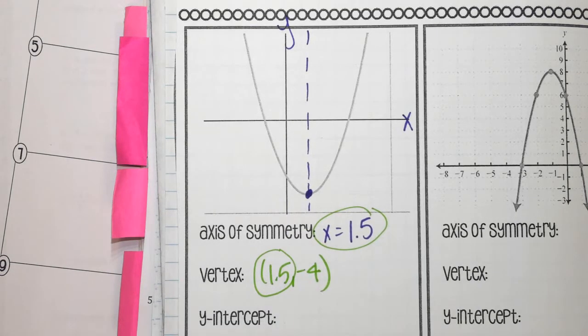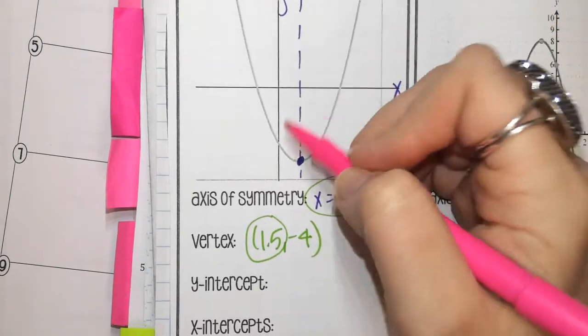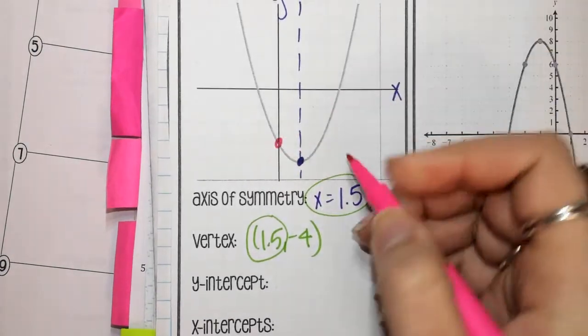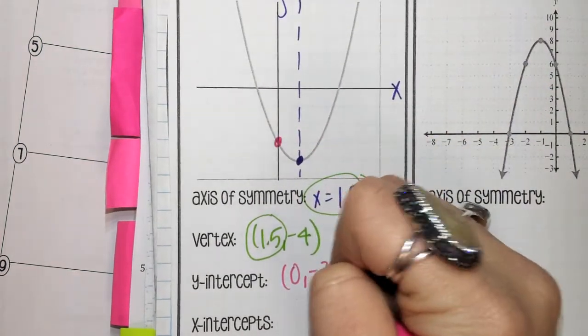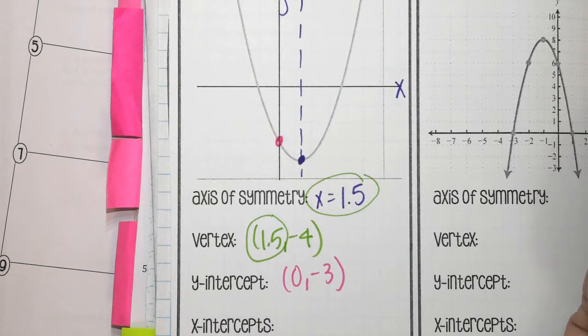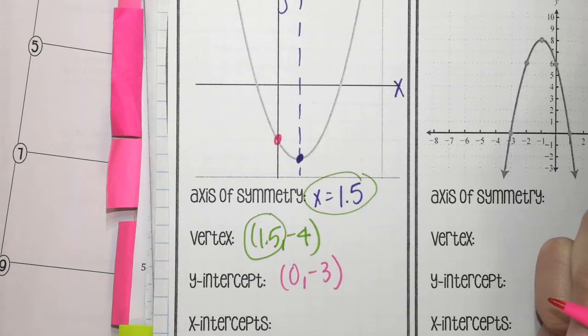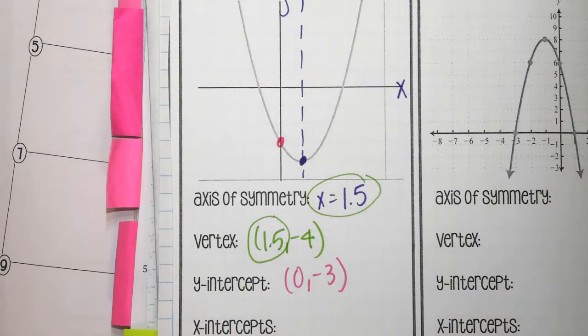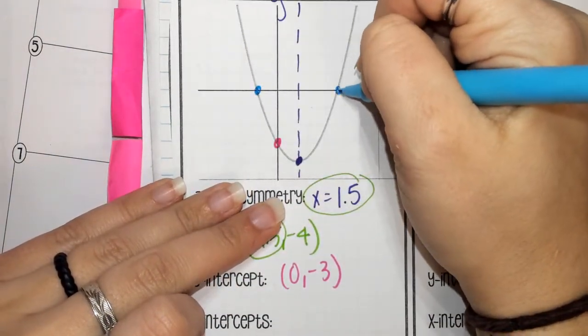Okay, now your y-intercept. Where does this beautiful parabola cross the y-axis? I'm going to go with 0, negative 3. Remember, we're looking at the y-intercept, not the x-intercept. You already have it there. And how many x-intercepts do we have this time? 2. Right? 1 here and 1 here.